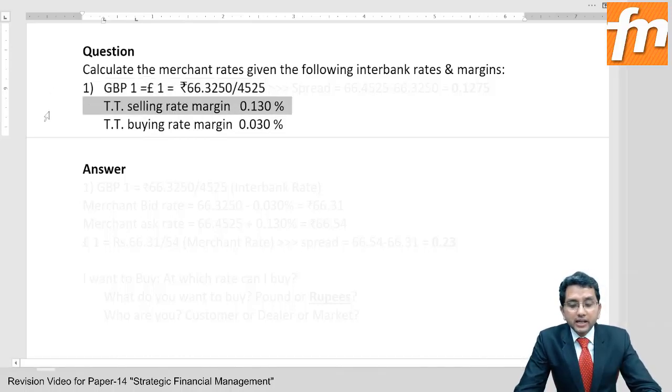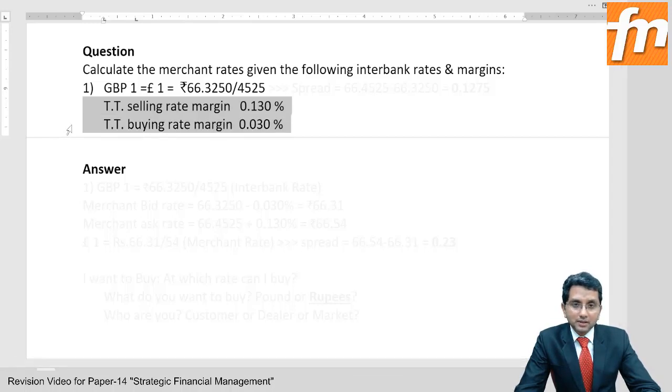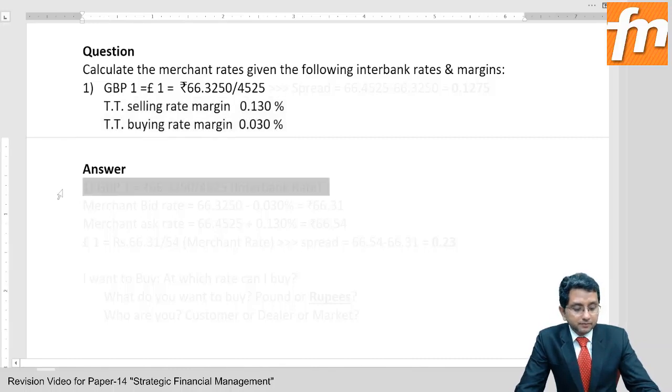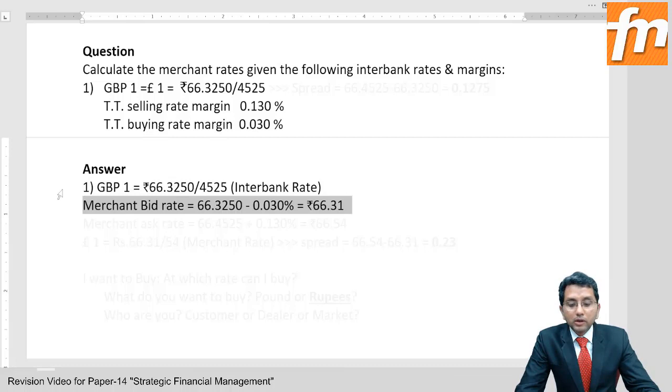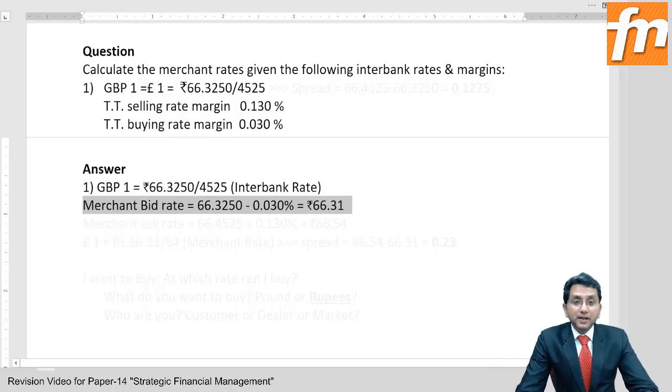TT stands for telegraphic transfer. For the selling rate, you want to earn a margin of 0.13%. For the buying rate, you want to earn a margin of 0.03%. So what does it mean? It simply means that this is interbank rate, and to calculate the bid rate, I'll take interbank bid 66.3250 and deduct the margin. Yes, for the bid rate, the margin is deducted.